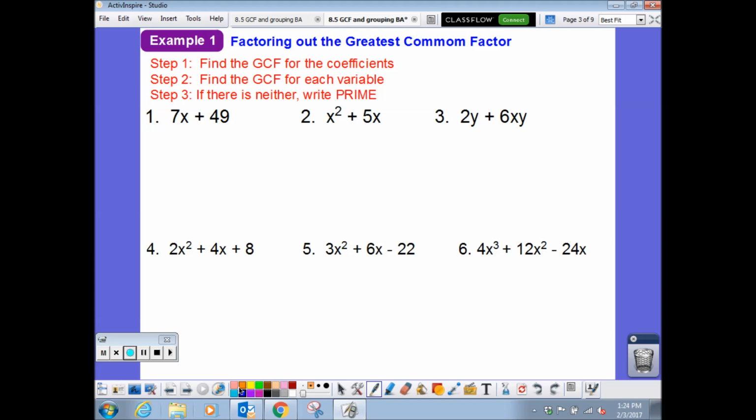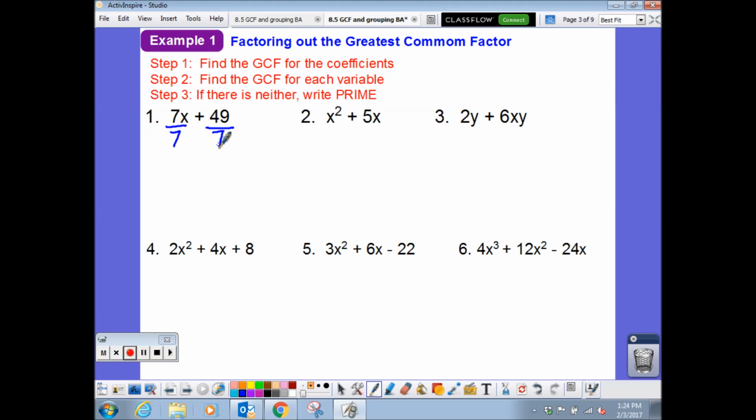Okay, so number 1, 7x plus 49. We're going to look at the numbers first, 7 and 49. What's the greatest number that goes into 7 and 49? Well, it's 7. So here's how we're going to do this, just so you can see a better visual. Remember, we're trying to figure out what was multiplied together to get this. So if I want to undo it, I'm going to divide by 7.